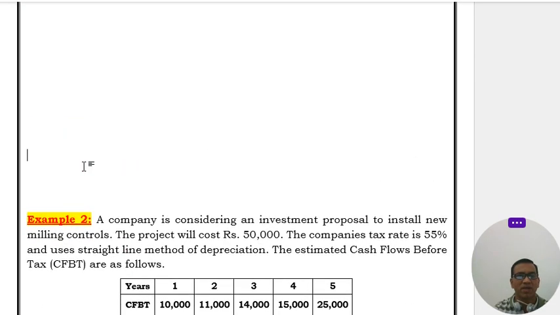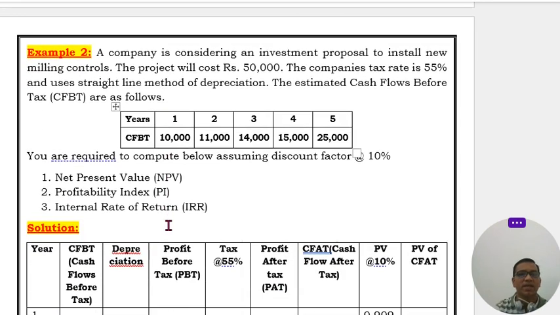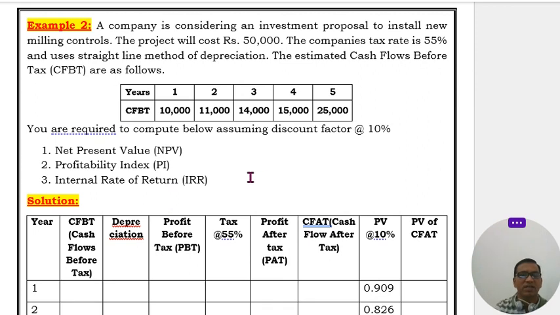One more example I will explain in detail. A company is considering an investment proposal to install new milling controls. The project will cost 50,000. That is the cost of the project. Initial investment, cash outflow 50,000. The company's tax rate is 55%. Use the straight line method of depreciation. The estimated cash flows before taxes are as follows.